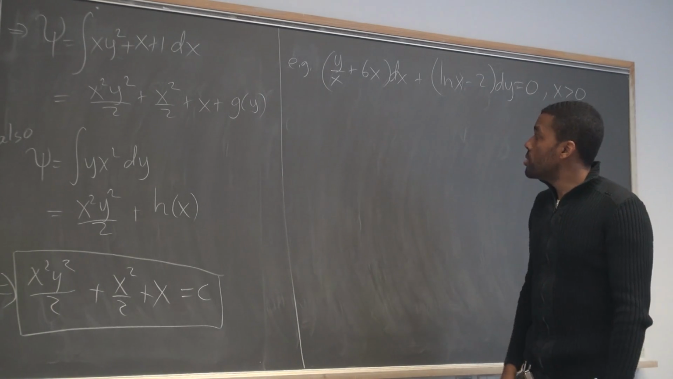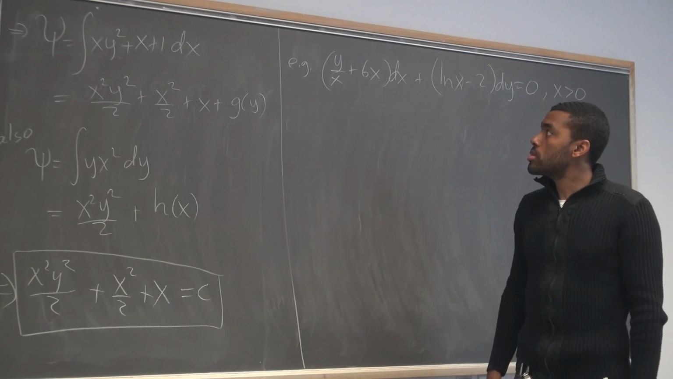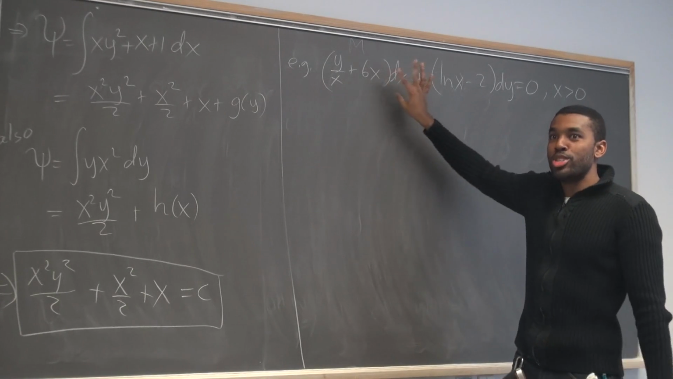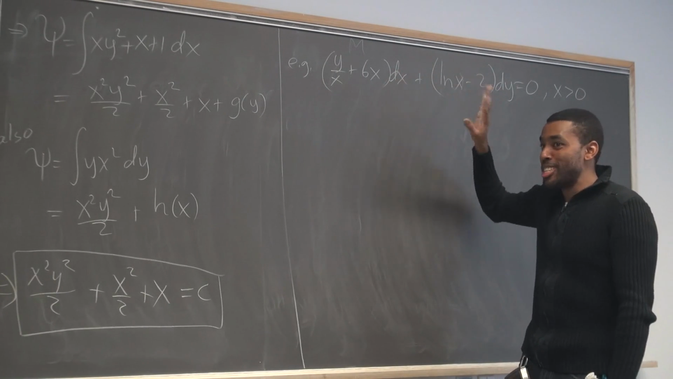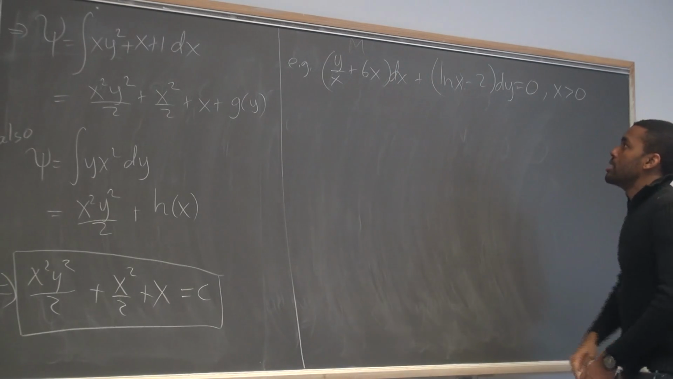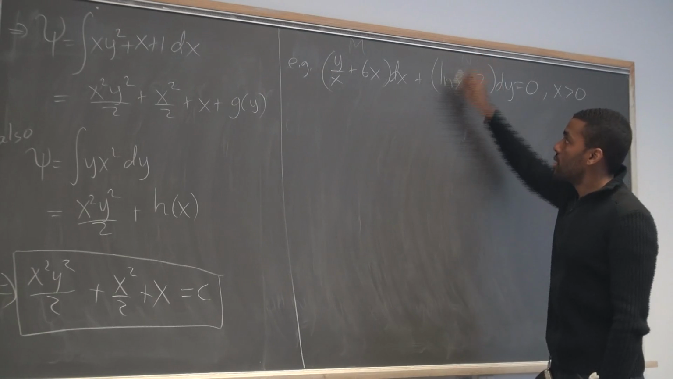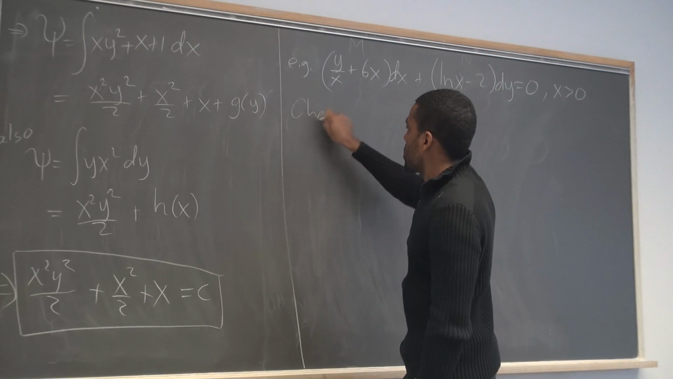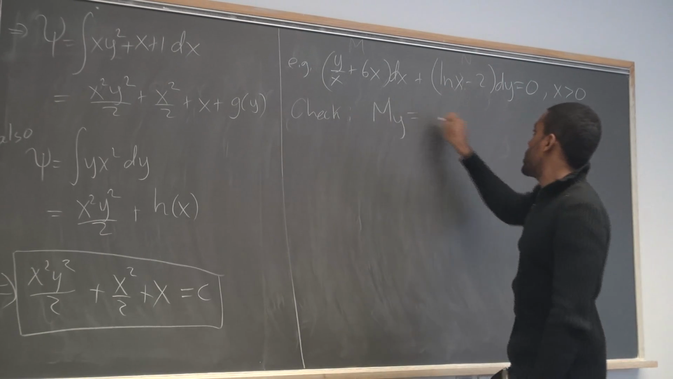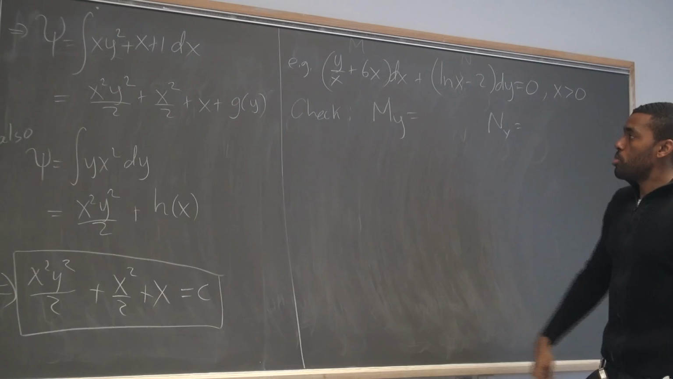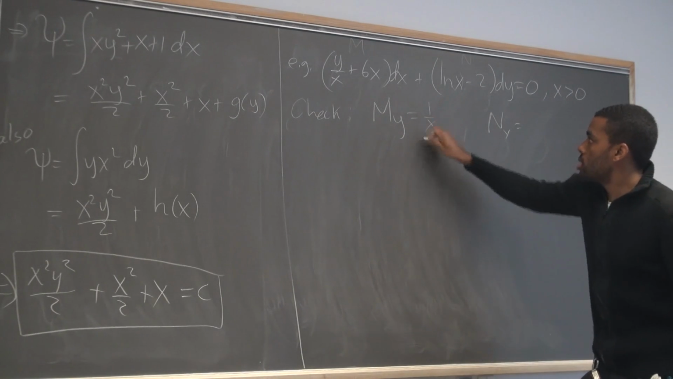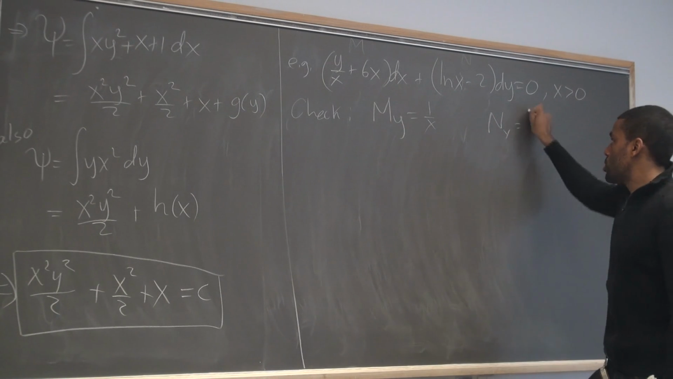So who's the M? The guy in front of the dx, right? Now, be careful with this. They could switch it on you. It doesn't change. Whoever's with the dx is the M, and whoever's with the dy, that's the N. Don't mix that up. So what do we have to check? Is the partial with respect to y of this function 1 over x? And the partial with respect to x of this function, 1 over x.